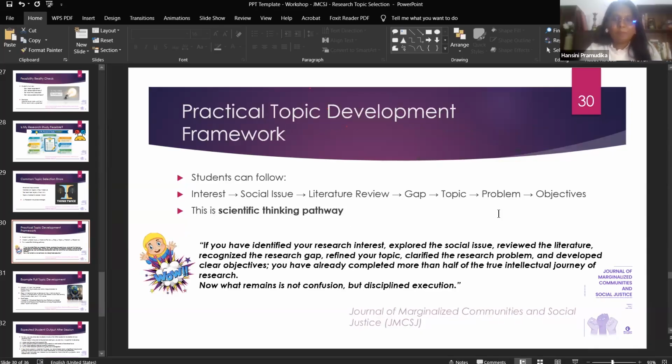Practical topic development framework. Students can follow their interest. So definitely, the other thing is, when you select a research title, it should be connected to your interest area, right? It should be an interesting thing. Otherwise, you may get bored, or you have to stay motivated, because this is a journey.